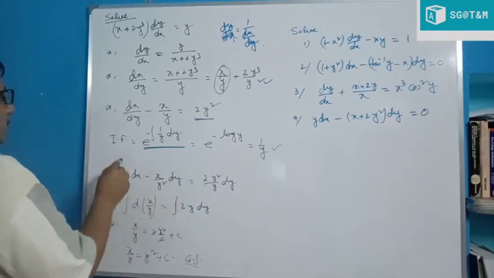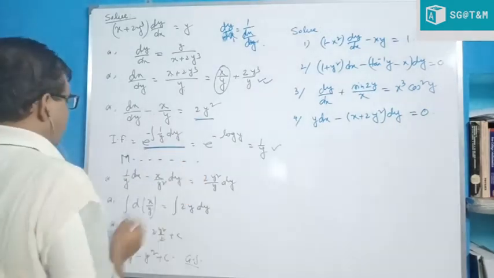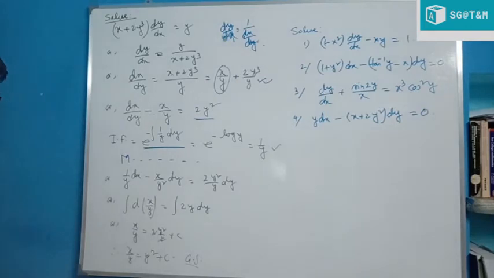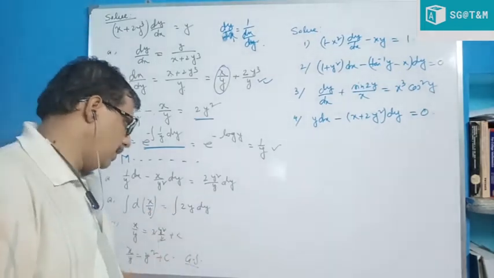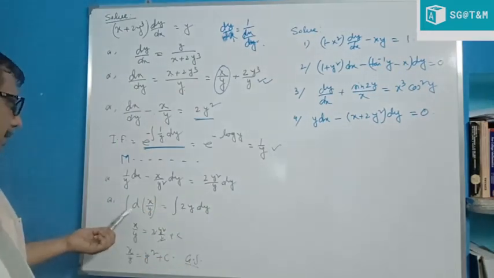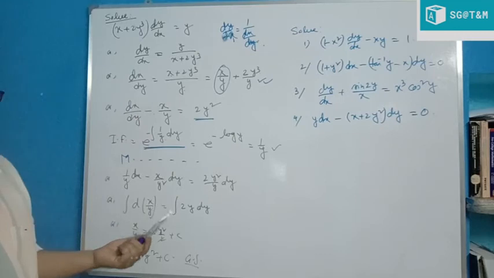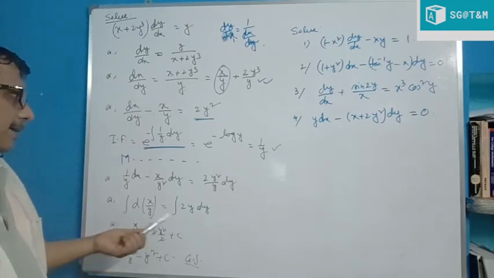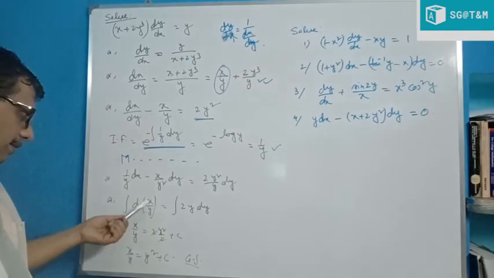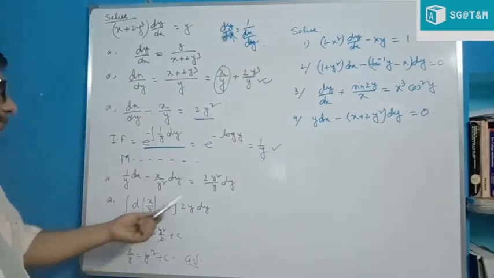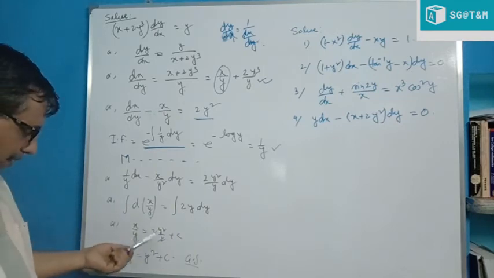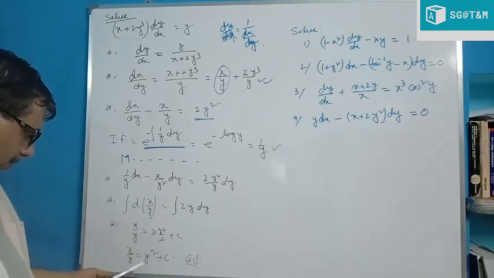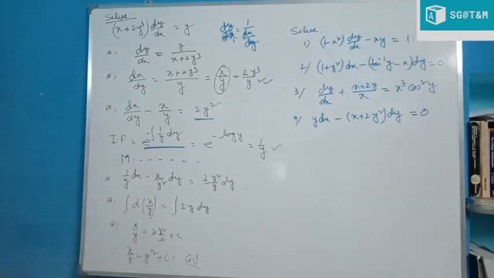Therefore, multiplying both sides by the integrating factor, we get (1/y) dx/dy minus x by y² equal to 2y²/y. Left hand side is integrating factor into x, that is d of (x by y). Right hand side is the integration of 2y dy, which is y², so x by y is equal to y² plus c.